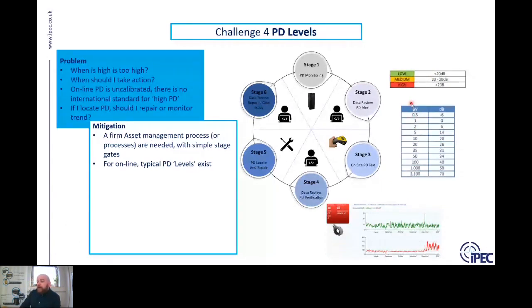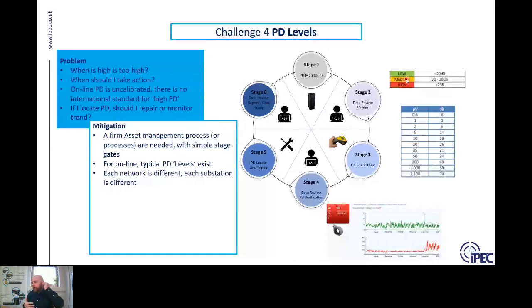There's a couple of things you need to consider with that. Firstly, each network is different. Each substation is different. A particular medium level on one substation might concern you more than a high level on another substation. So you've got to consider not only the levels of PD, but then how that would impact your network should that asset fail.